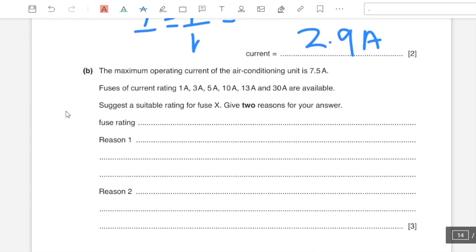Fuses with current rating 1 ampere, 3 ampere, 5 ampere, 10 ampere, 13 ampere, and 30 amperes are available. Suggest a suitable rating for fuse X. Give 2 reasons for your answer.